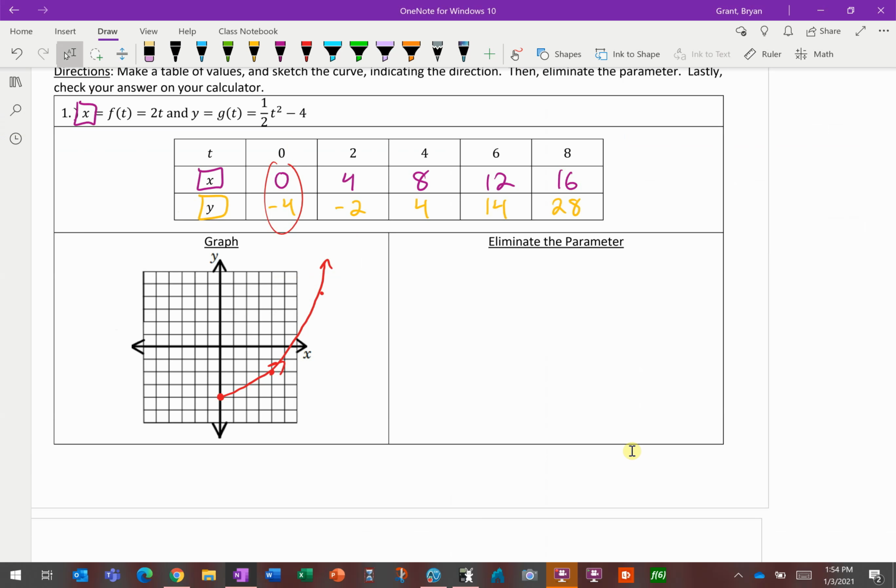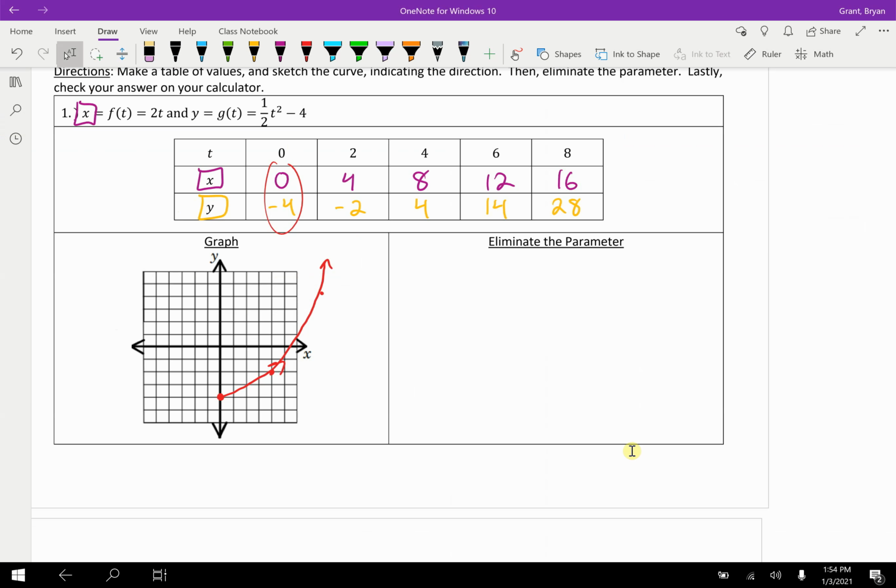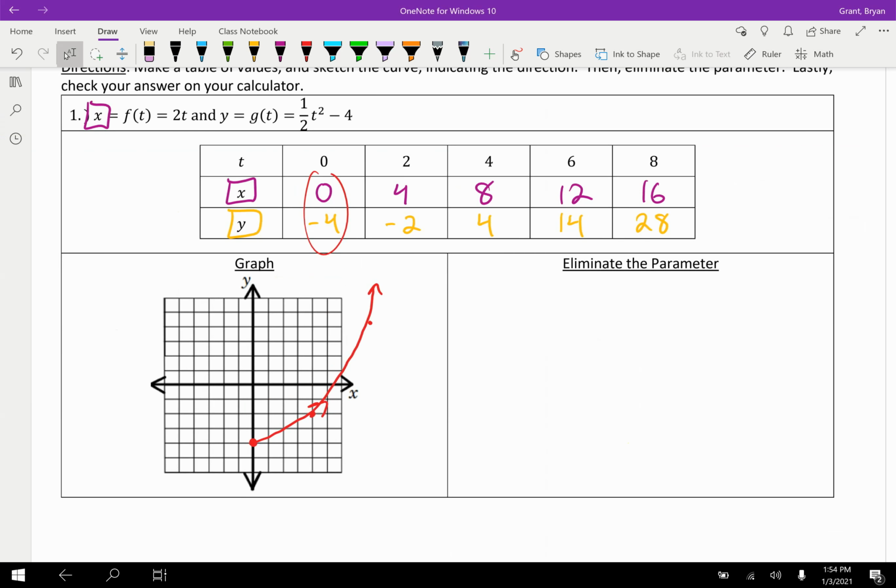And the way we do that is through a process known as eliminating the parameter. The parameter is the variable t. We want to eliminate it. How do we do that? Well, let's start with our two equations. We know that x is equal to 2t, and y is equal to 1/2 t squared minus 4. To eliminate the parameter, all we have to do is find some way to combine the two equations.